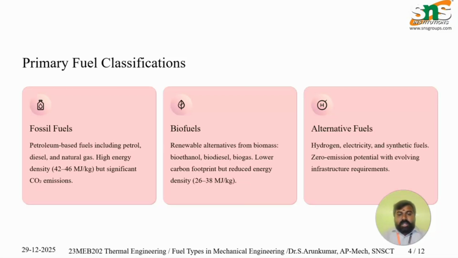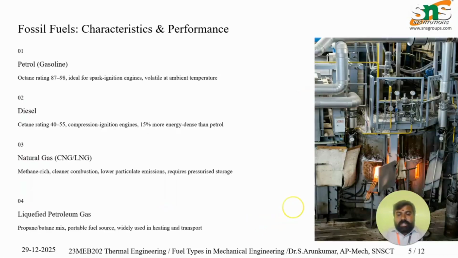Likewise, renewable alternatives from biomass like bioethanol, biodiesel and biogas are examples of biofuels. They have a lower carbon footprint but reduced energy density compared to fossil fuels, ranging between 26 to 38 megajoule per kilogram. And hydrogen, electricity and synthetic fuels are examples of alternative fuels. They offer zero emission potential, with evolving infrastructure requirements.